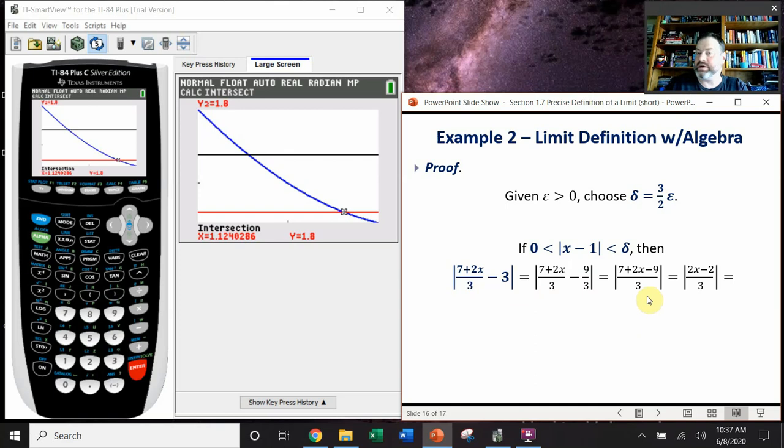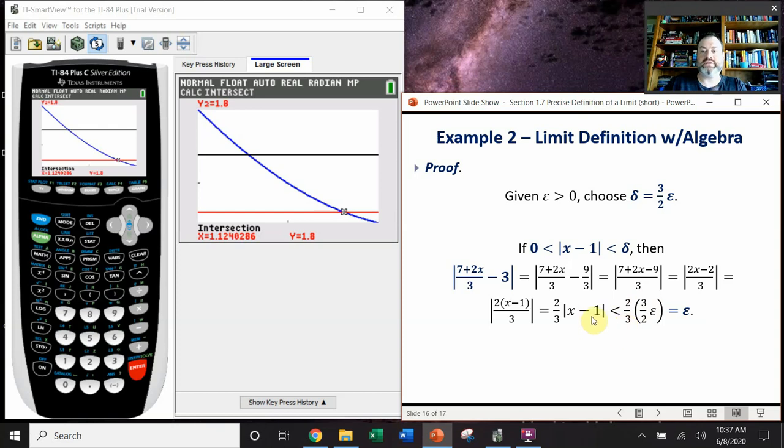This is exactly the same algebra you did in the first preliminary analysis. But when you get to the end here, when you get to 2/3 times that quantity, you take this whole quantity, and that has to be less than delta. But we're saying delta is 3/2 epsilon. So you just plug the 3/2 epsilon in where you have this inequality, right?